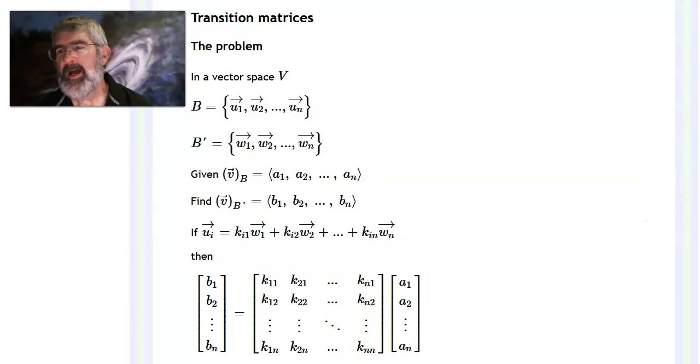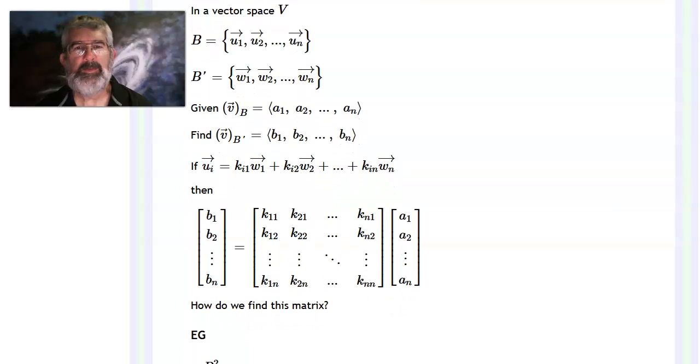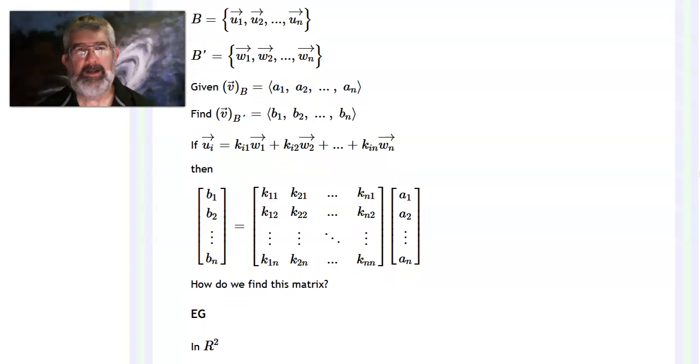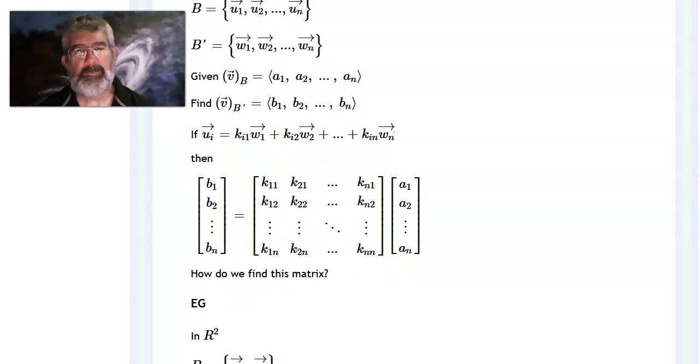The question is, how do we find that matrix? Because the problem is we're trying to convert to basis B prime, and so I've got to write all of the u's in terms of B prime before I can convert the vector v to B prime. That just doesn't seem like the smart way to go.